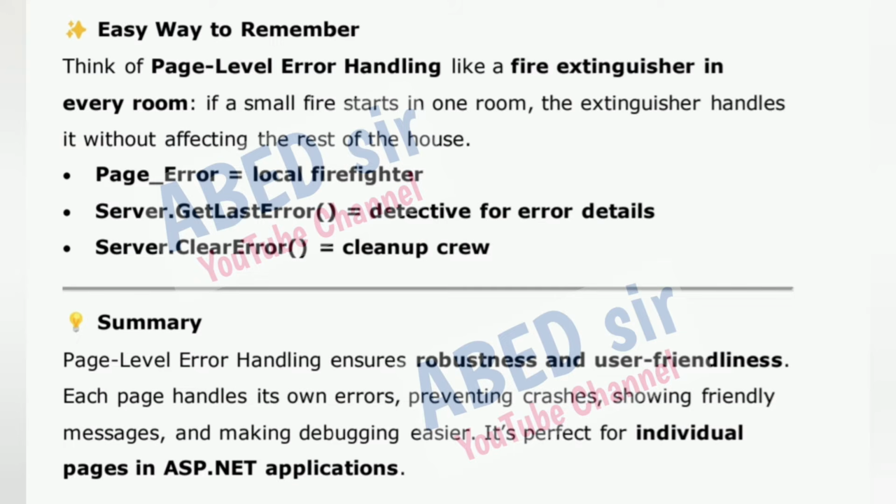Easy way to remember. Think of page-level error handling like a fire extinguisher in every room. If a small fire starts in one room, the extinguisher handles it without affecting the rest of the house. Page_Error is the local firefighter. Server.GetLastError is the detective for error details. Server.ClearError is the cleanup crew.